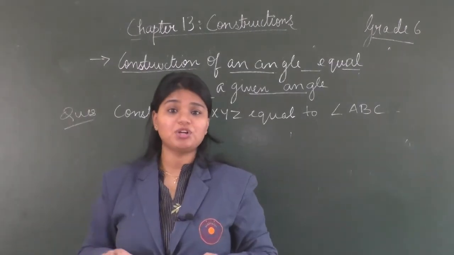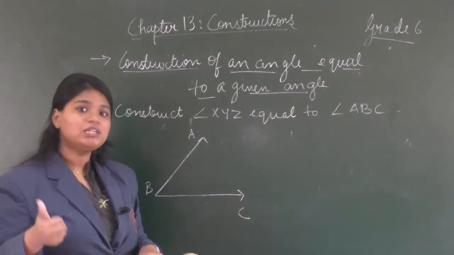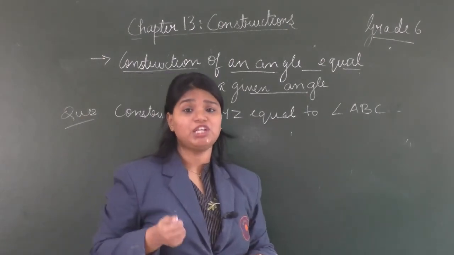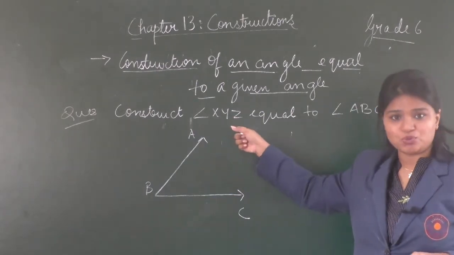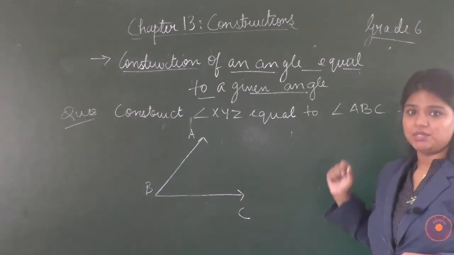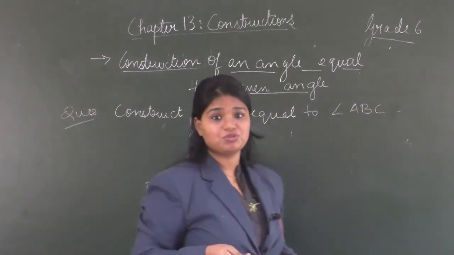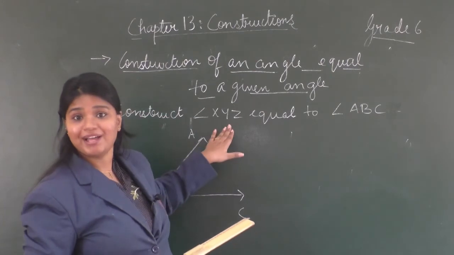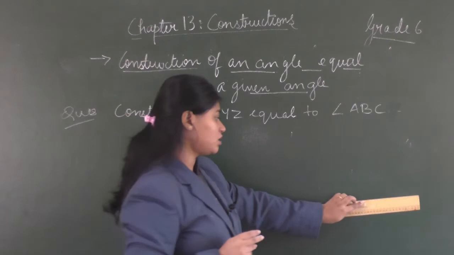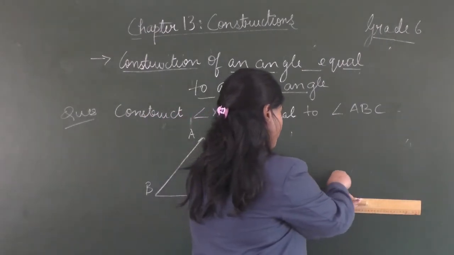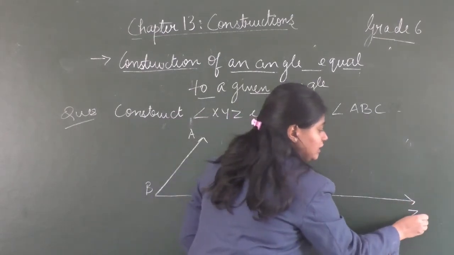Now let's learn how to construct an angle equal to a given angle. We learn how to construct a line segment equal to the provided line segment. So here you need to construct angle XYZ equal to angle ABC. So here they have provided an angle ABC. So first what you will do, you will draw the base arm of angle XYZ. So that will be YZ. So I will draw that base arm using the ruler. This is Y and Z.